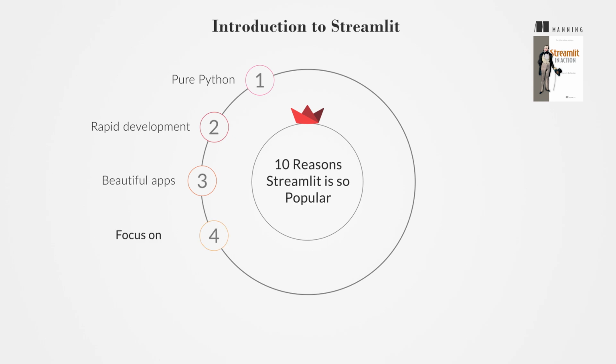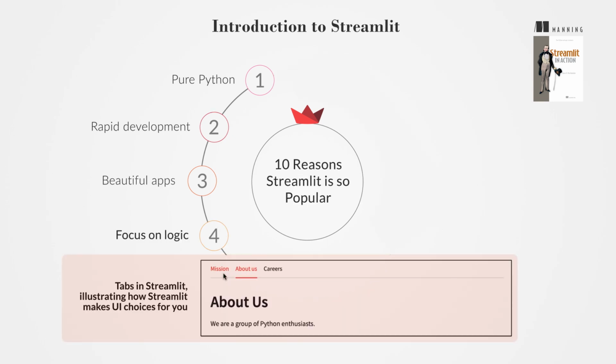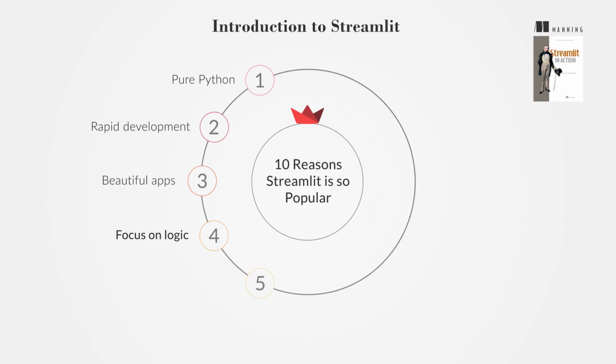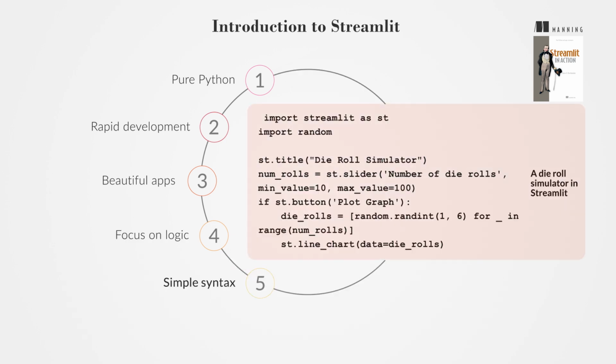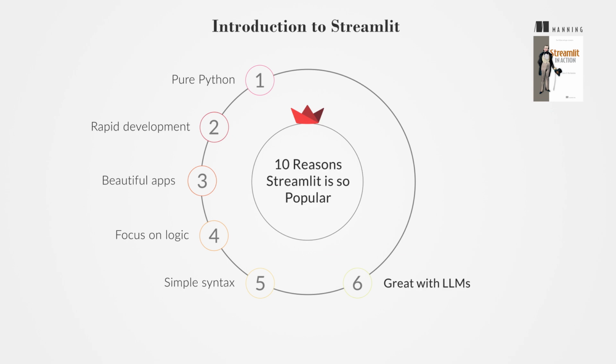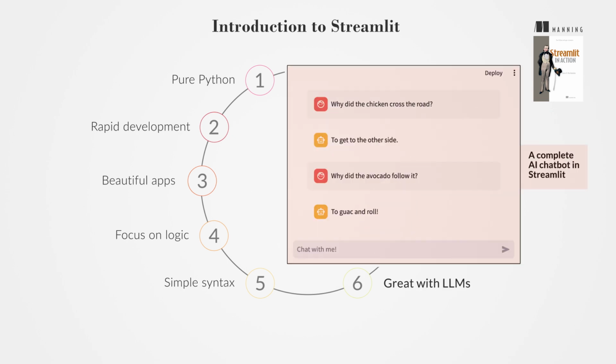4. Focus on logic. Streamlit handles UI details, letting you concentrate on your app's functionality. 5. Simple syntax. Streamlit's syntax is concise and intuitive, making it easy to read and write. 6. Great with LLMs. Streamlit supports AI applications, making it easy to create chatbots and other AI-driven tools.